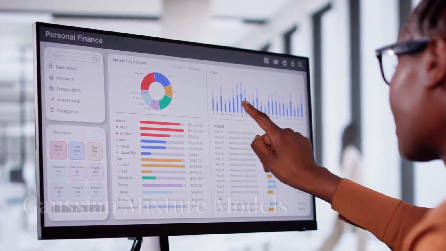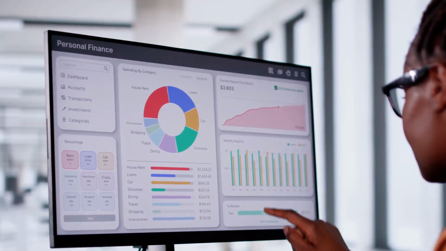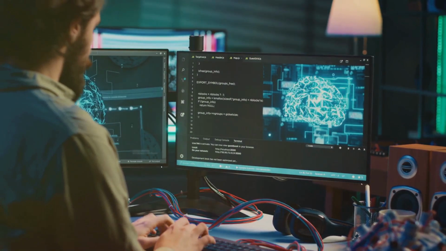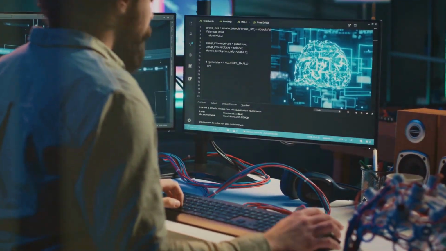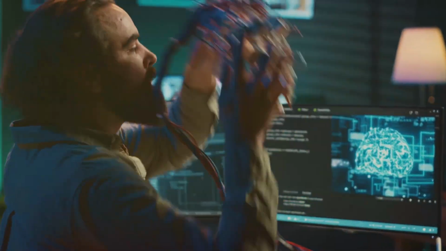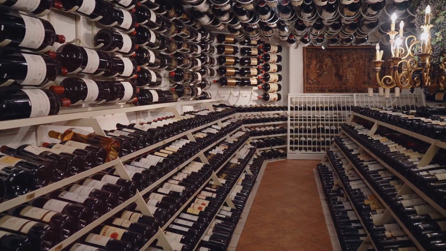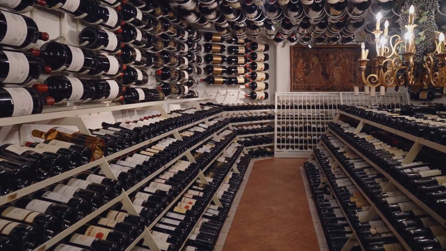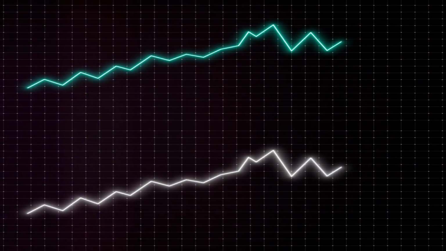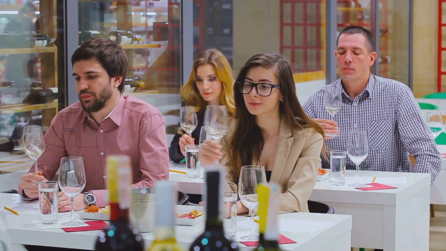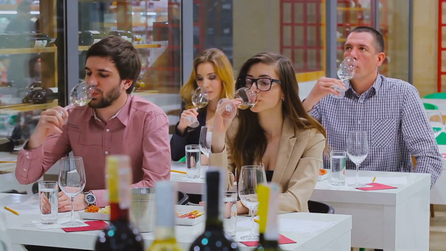Gaussian mixture models, or GMM, assume that the data is generated from a mixture of several Gaussian distributions with unknown parameters. It uses the expectation maximization, or EM, algorithm to find the parameters that best fit the data. Imagine you have a dataset of different types of wines, where each type has a different distribution of features like acidity and sweetness. GMM can model the data as a mixture of Gaussian distributions, where each distribution represents a different type of wine. This helps in identifying and clustering the wines based on their features.